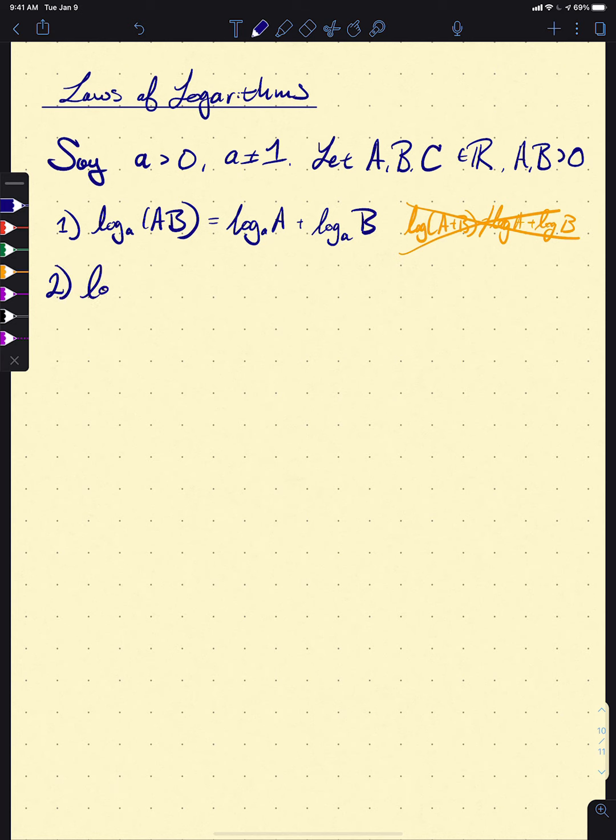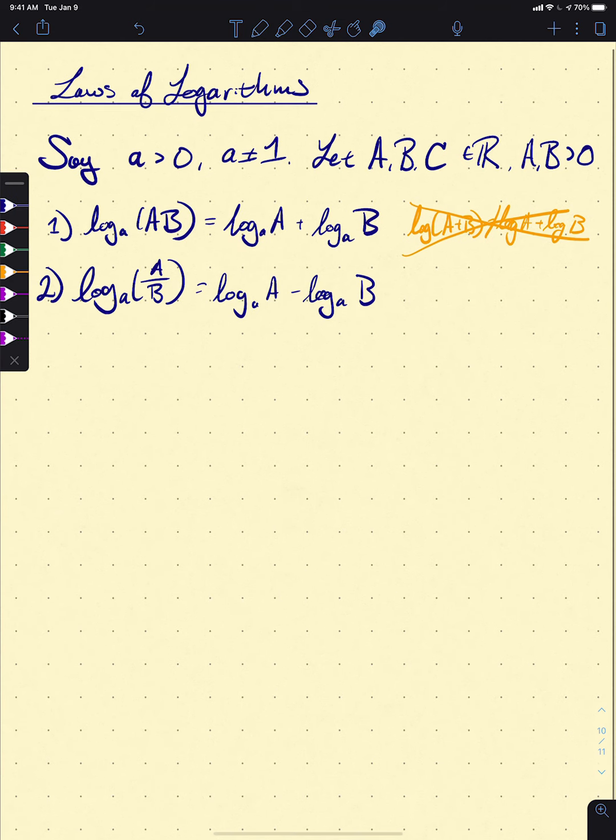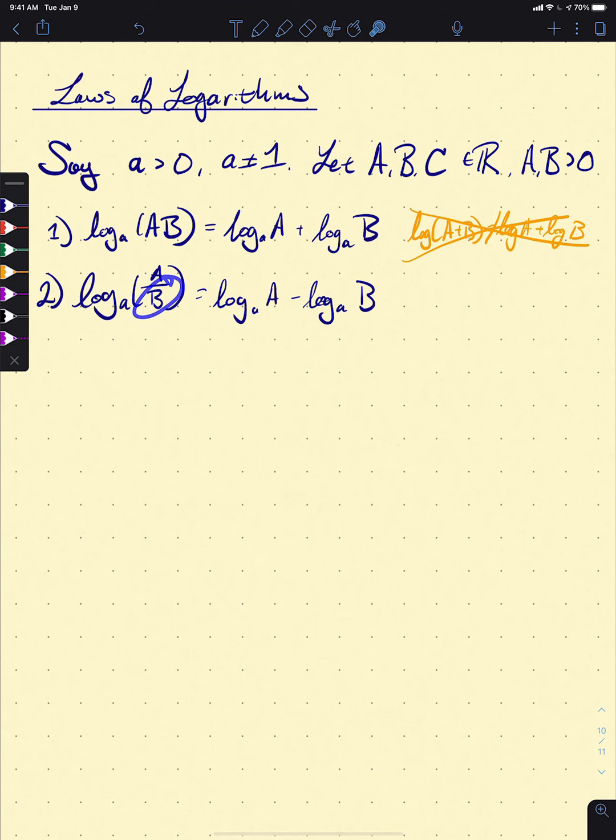Number two, this is, in a sense, a special case of the above one, right? A divided by B. That's log base a of A minus log base a of B, right? Because remember, this is just B to the negative 1, okay?